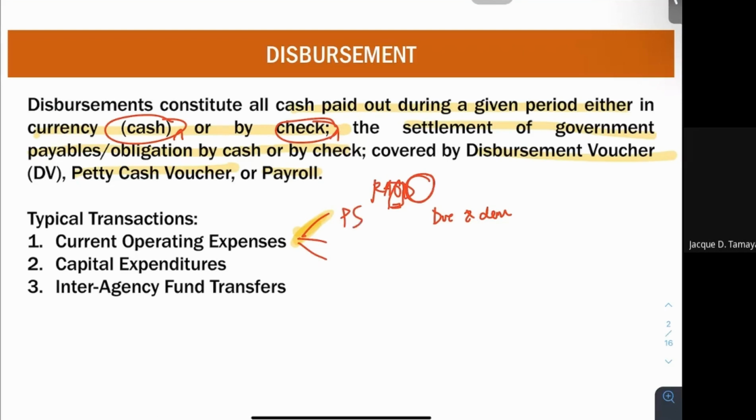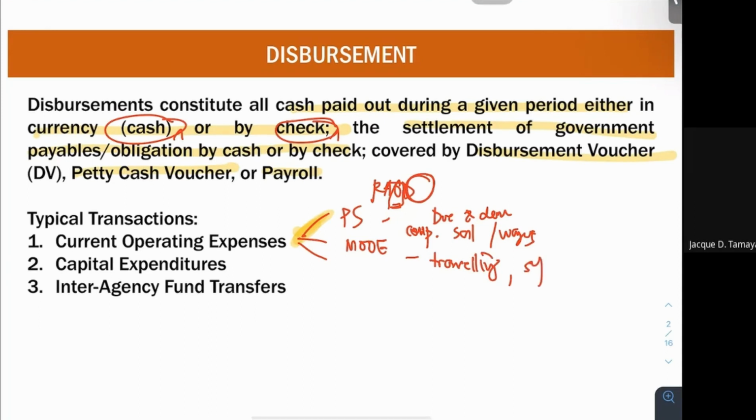Normally, for your current operating expenses, you know this one, the three items of your RAOD. First, your personal services. Most obligations for disbursement on your PS are composed of your compensation, your salaries, or your wages. These are normally the amounts that you account for whenever you disburse for personal services. Another for current operating expenses, we have your maintenance and other operating expenses, or your MOOE. The most common MOOE expenses that an agency or a government entity incurs are your traveling expenses. That is part of your MOOE.